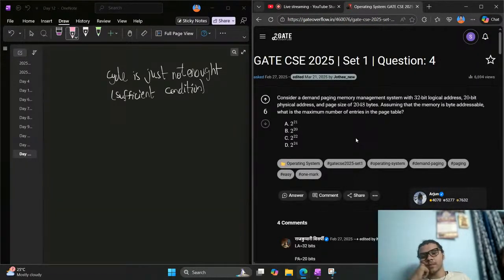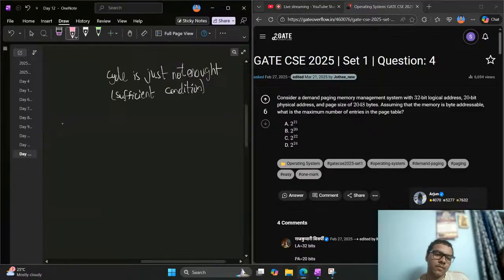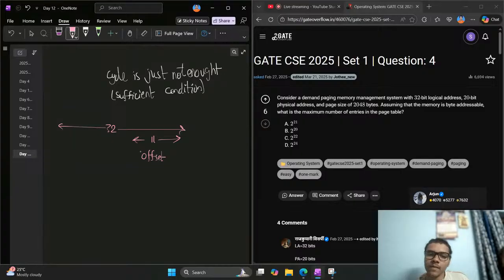A demand paging memory management system with 32-bit logical address and 20-bit physical address. A page size of 2^48 bits, assuming that the memory is byte addressable. What is the maximum number of entries in the page table? So 32-bit and page size. So offset is 2 power 10 is 1024. 11 bits, and physical address is 20 bits.